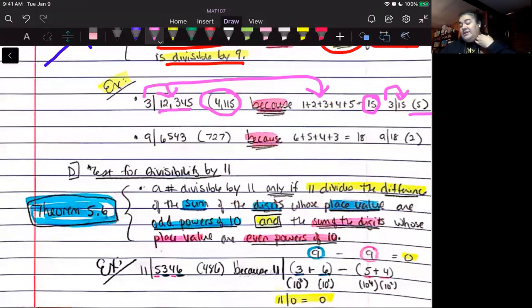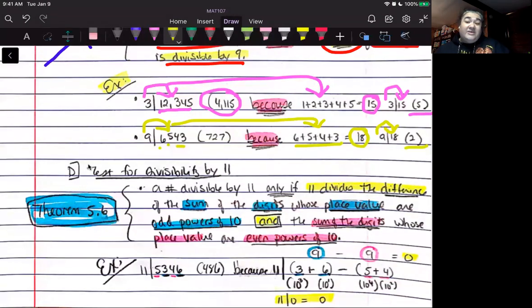Okay? Now let's look at 9. We want to know if 9 will divide into 6,543. We check that by taking the sum of all the digits. So here it is. This is 6543. We're going to add them together. The sum of those digits is 18. From knowing our fact tables, we know that 9 does divide into 18 evenly. It goes in 2 times.